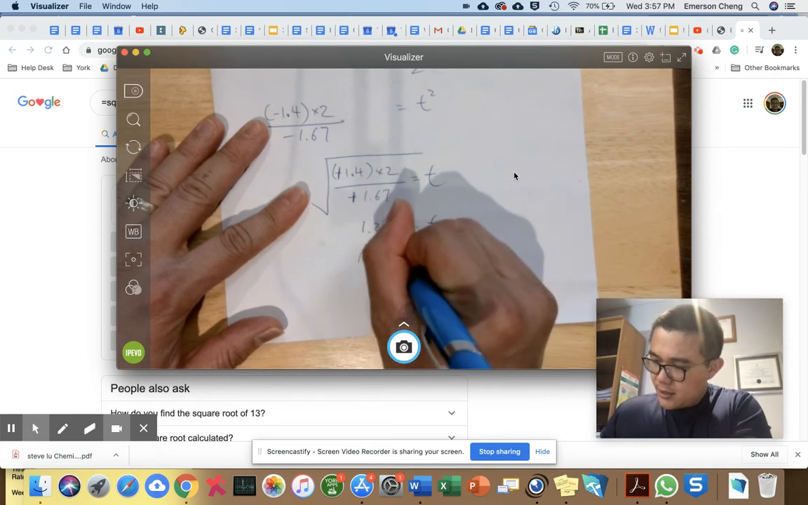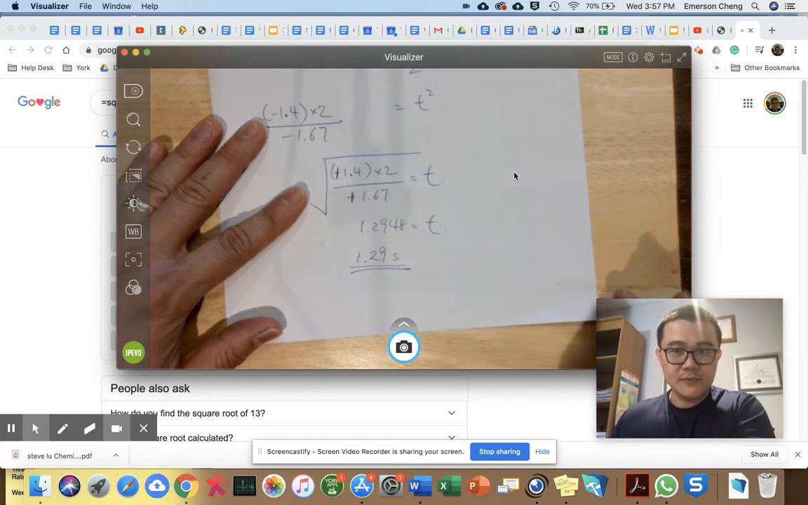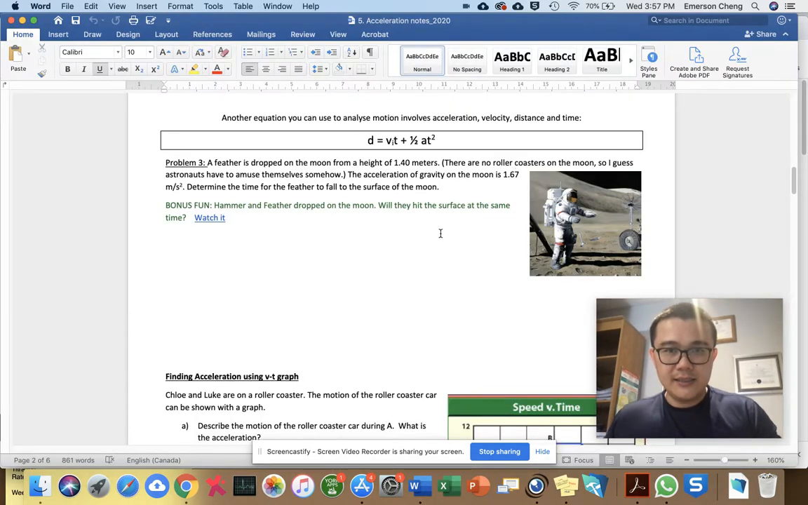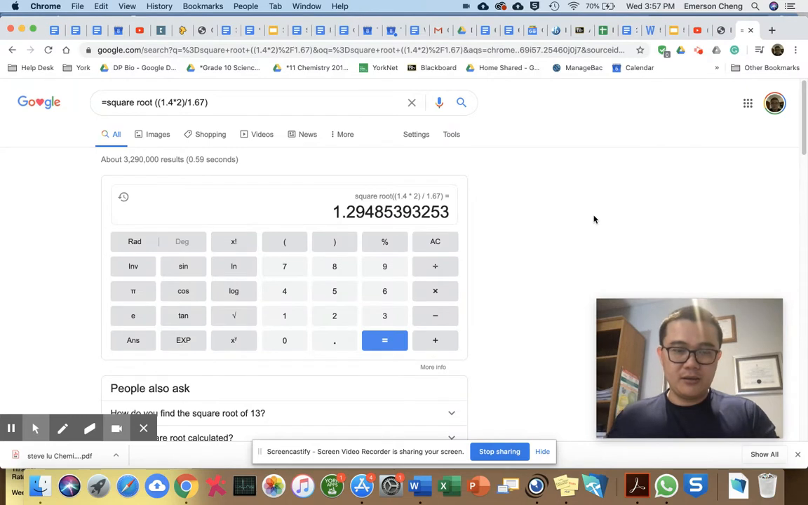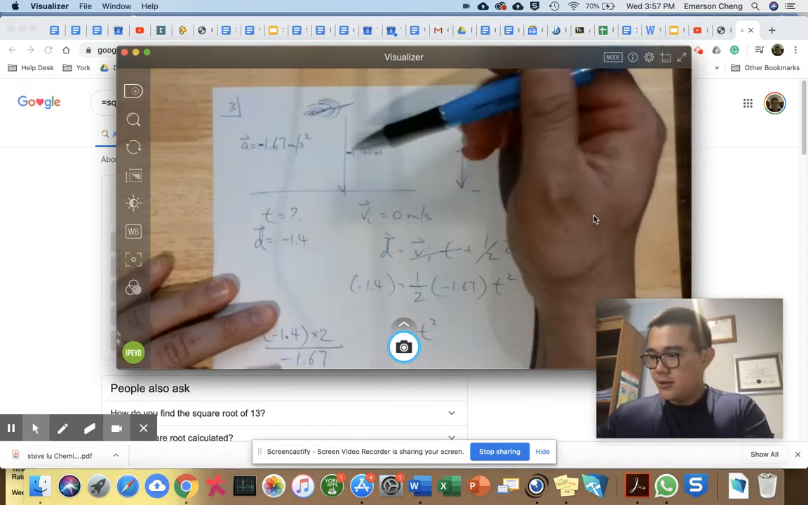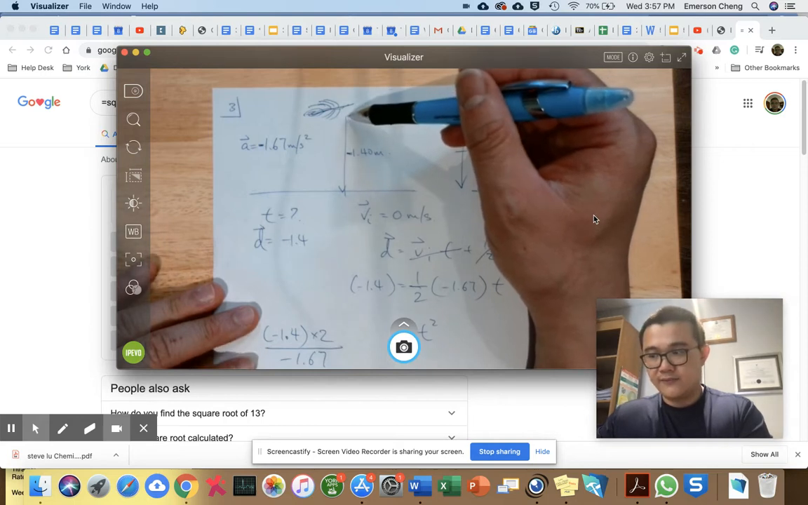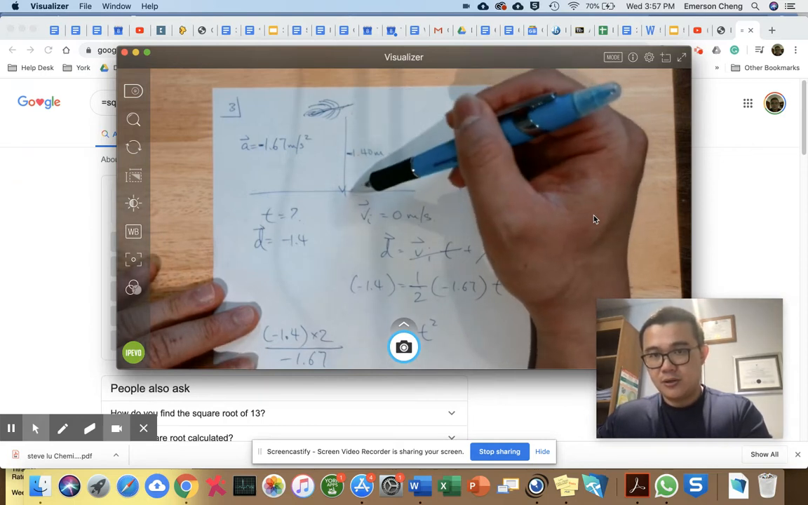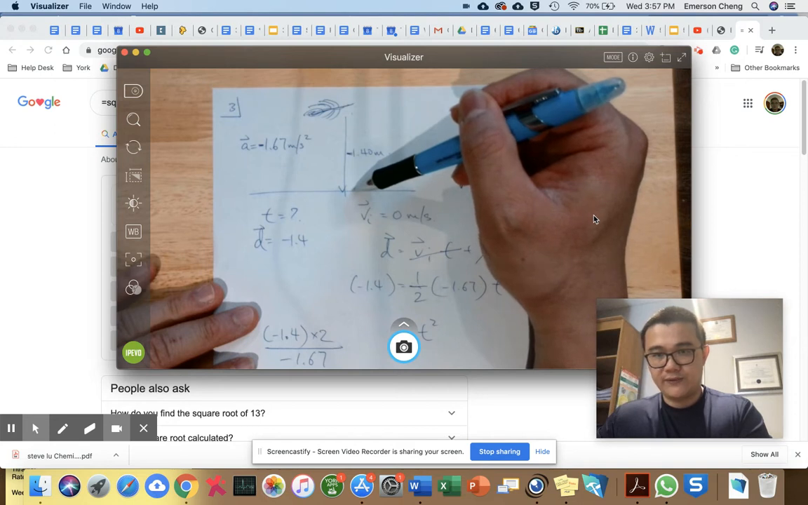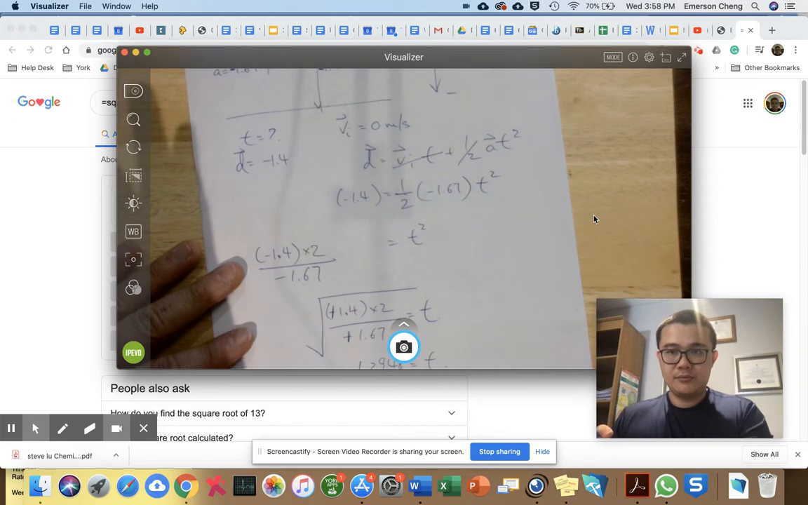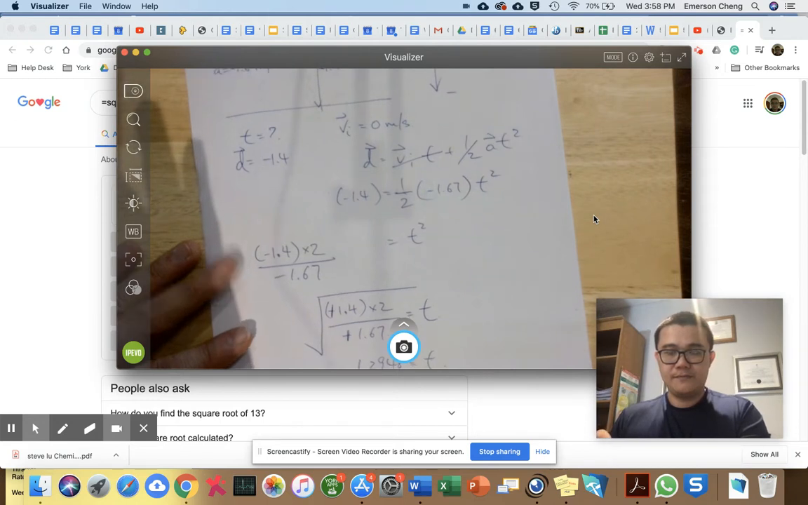1.29 seconds. Okay, so that's how long it takes, as the question was asking, for the feather to go from 1.40, or maybe here, since I drew the diagram. So that means the feather takes 1.29 seconds from this position to hitting the ground on the surface of the moon. Do you have any questions?